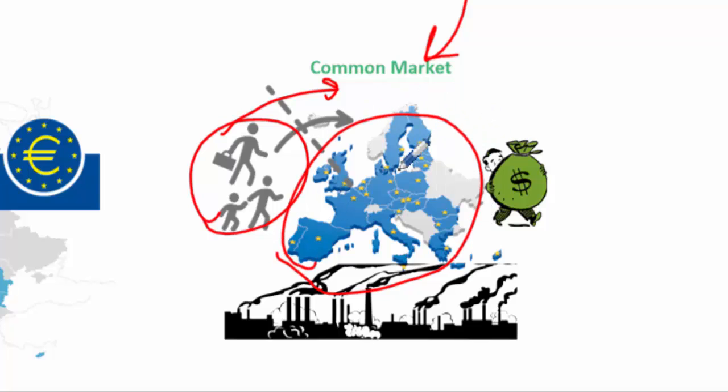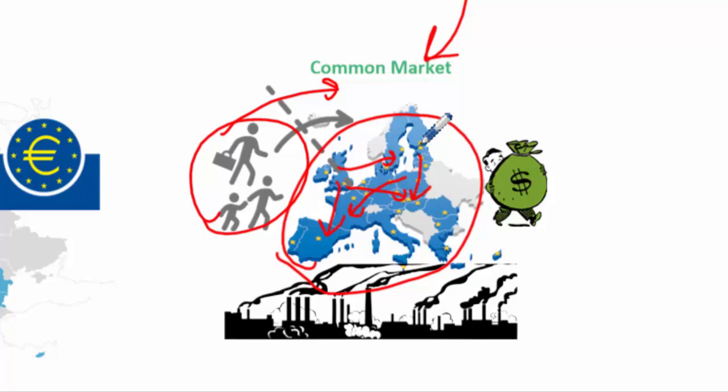European Union. Within the EU, workers from one country can move freely to any other country. And businesses in one country can invest in another country without any regulations imposed by the domestic governments. A common market is a customs union in which labor and capital can flow freely across international borders.